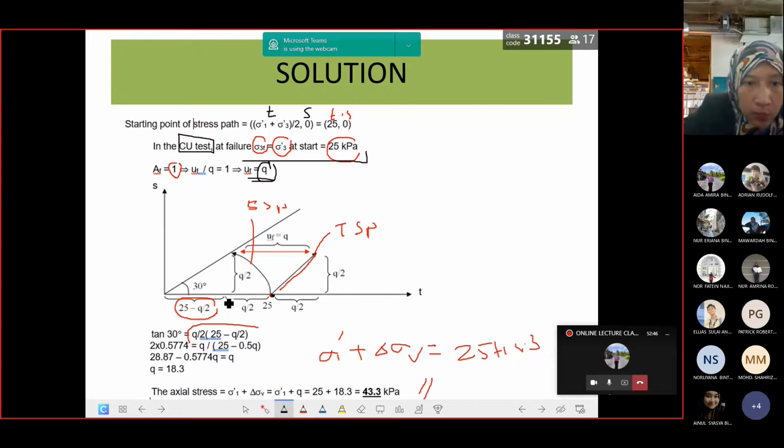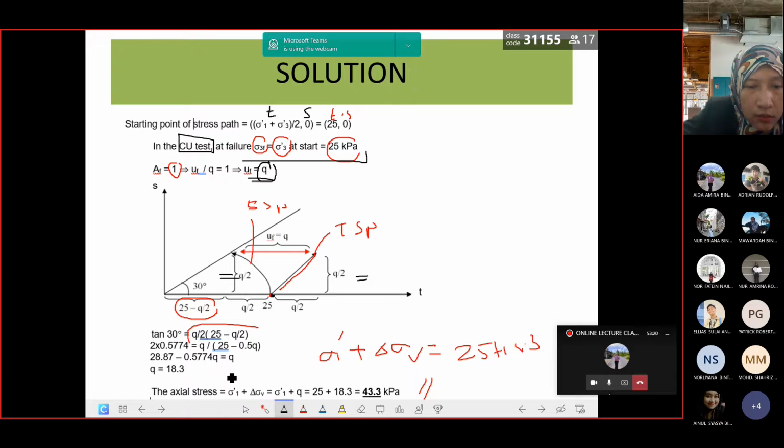So macam mana nak dapat remaining here is a 25 minus dengan Q over 2. Yang ni pun the same thing because kita nampak on the right side is Q over 2, left side pun Q over 2. So how do we get what is exactly the Q value? Q value ni adalah bila you susun balik dalam equations kita, the tangent 30 degree is a Q over 2, 25 over Q over 2. So tangent 30 is a 0.5774. So you substitute balik dalam this equation, Q sama dengan 18.3.